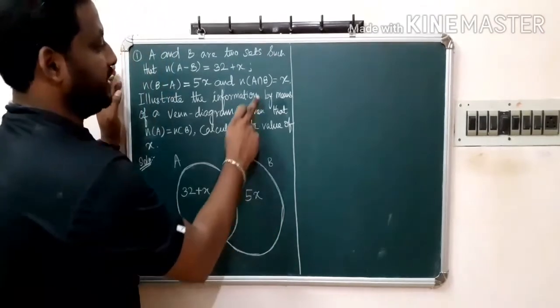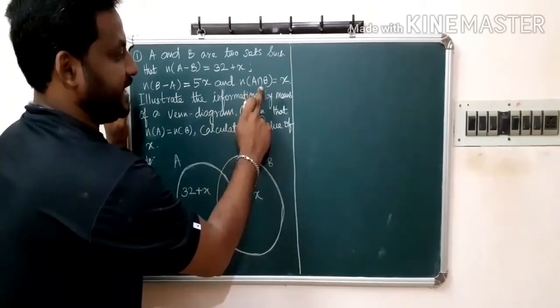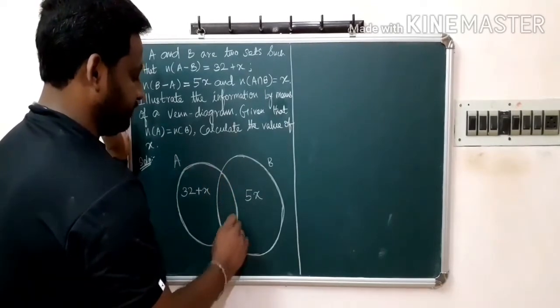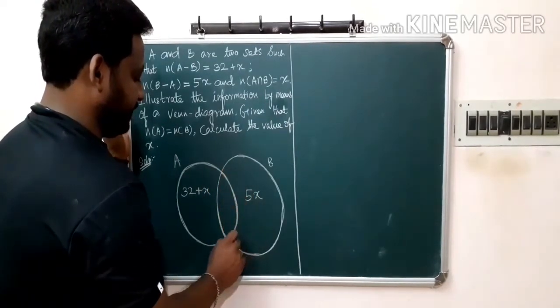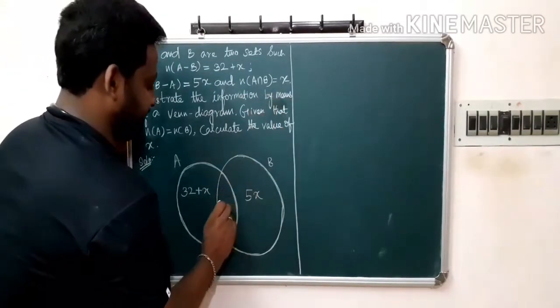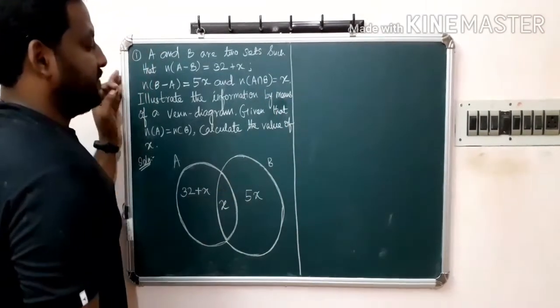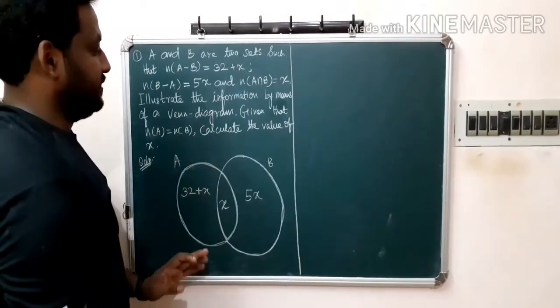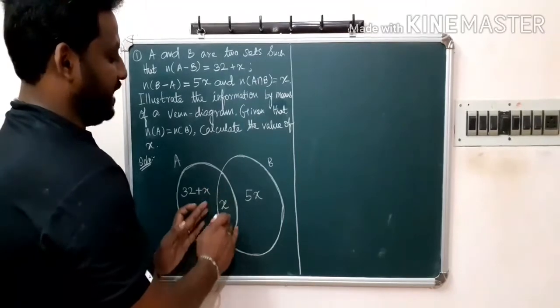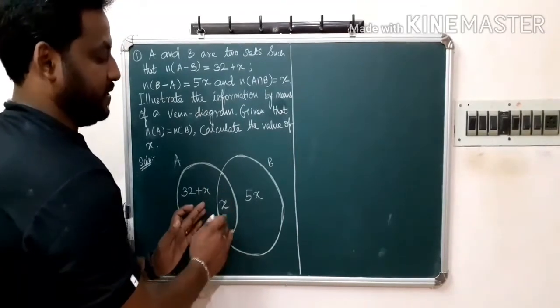Okay, and then the intersection part is given, that is A intersection B. A intersection B means this part alone is taken as A intersection B. That means the common part of A and B is taken as x. These values are given in the question. So using these values we have to find out the value of x.